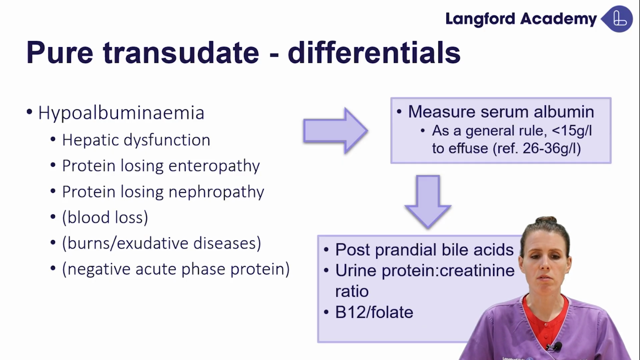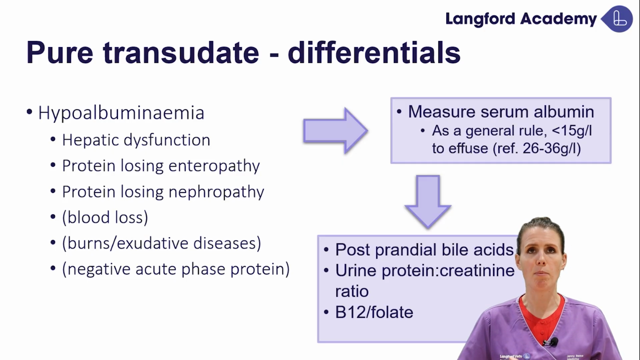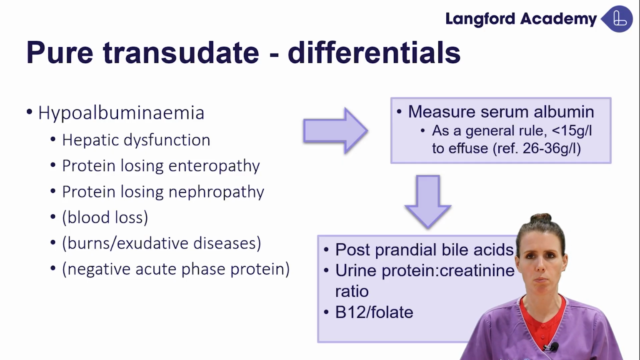In order to effuse, we probably need an albumin of less than 15 grams per litre to result in an effusion. And so if we're wanting to evaluate for causes of a transudate, where we've got a patient with hypoalbuminemia, we're going to want to evaluate their liver function with postprandial bile acids, their protein loss in the urine with urine protein creatinine ratio, and possible supporting evidence for enteric disease with a B12 and folate. And then ultimately, once we've narrowed it down to an organ, we're going to want to follow up with imaging of that organ and potentially further sampling of that organ if appropriate and indicated based on what else we found.